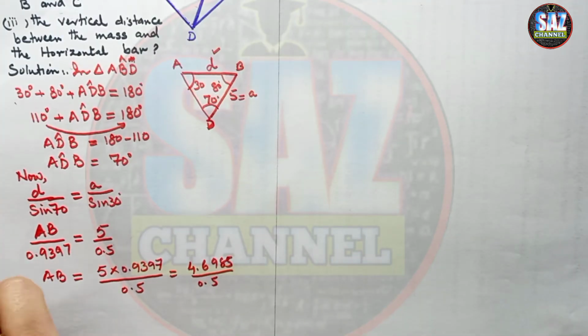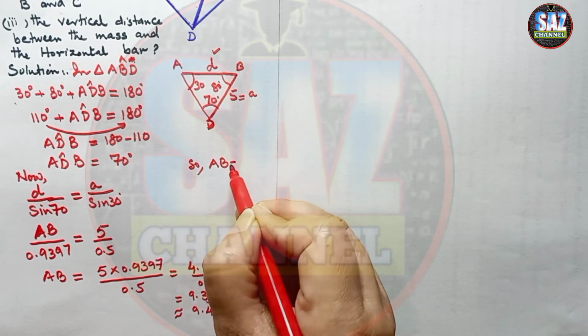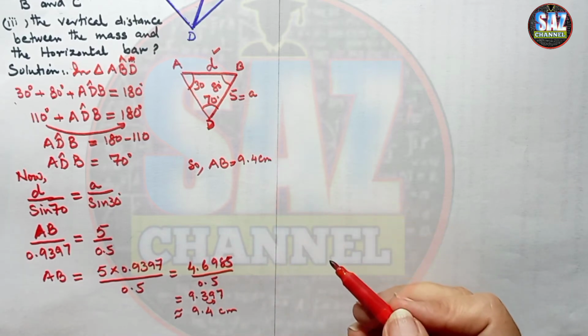Now I have to divide 4.6985 by 0.5, and that gives me 9.397, which is approximately 9.4. The measurements are in centimeters, so I have to mark centimeter. So AB, which is the unknown of the question, is 9.4 centimeter. Very easy question.